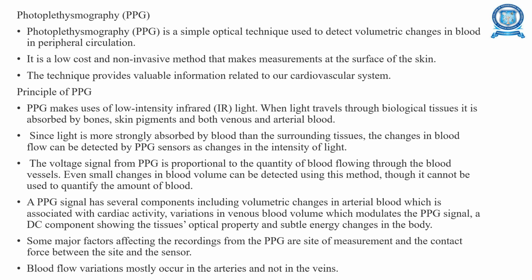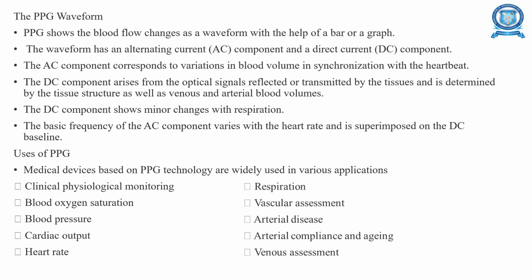And the PPG signal has several components, including volumetric changes in arterial blood, which is associated with the cardiac activity. The blood flow variations mostly occur in the arteries but not in veins. PPG waveform: the blood flow changes appear as a waveform, like a graph. The waveform has an alternating current (AC) component and a direct current (DC) component. The DC component arises from the optical signals reflected or transmitted by the tissues, and the DC component shows minor changes with respiration.